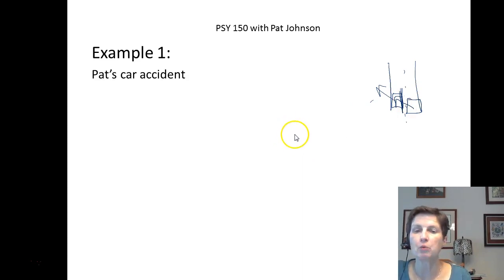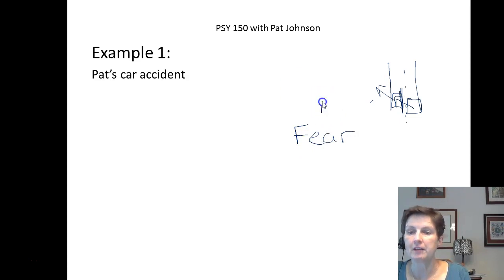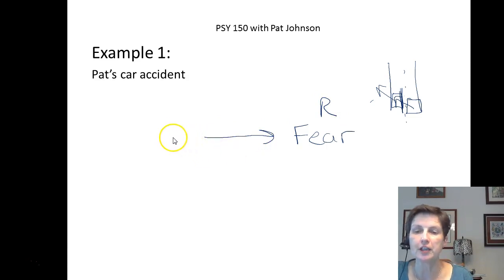So if you could ask yourself, what is Pat's response in this example? Well, my response is fear. There was a whole lot of fear. And again, fear is a response. And ask yourself, what originally caused that fear before there was any learning? What originally caused the fear was the car accident, or the crash, you might call it. And the accident was a stimulus, and the response was fear.